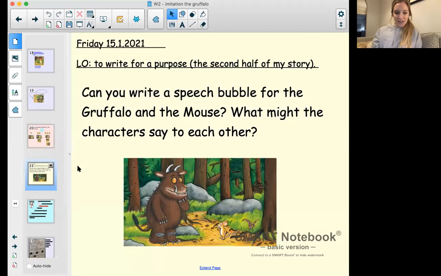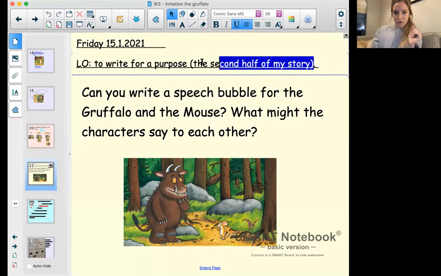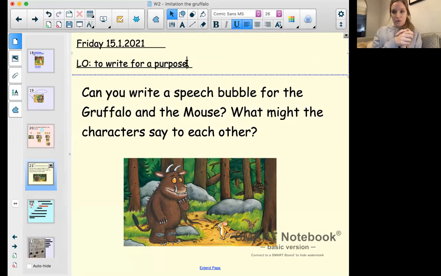So let's get started. We are going to have a look at writing for a purpose. It says here we're doing the second half of our story, but we're actually doing our whole story today. So we're writing for a purpose, which is to tell our story.